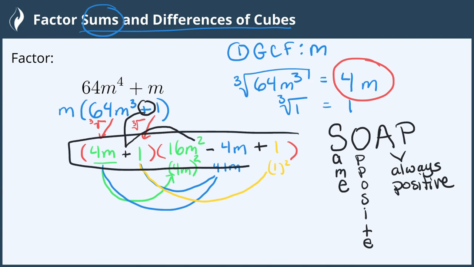And now we have correctly factored our sum of cubes to our pattern for the sum of cubes, where we take the cube root, then we square the first one for the first term, we multiply the two together for the second term, and we square the last term for the last term of the trinomial, and then we follow the SOAP pattern where we have the same sign for the binomial, the opposite for the next one, and always positive for the third one. And we're all done.